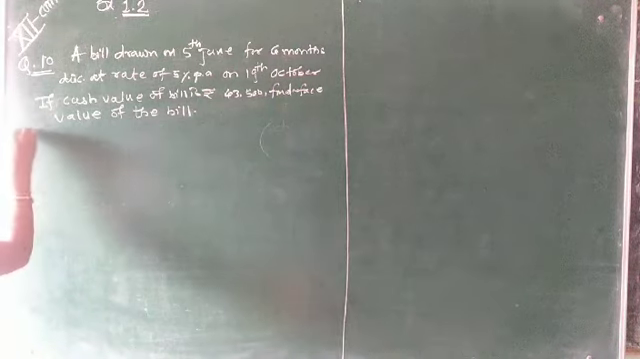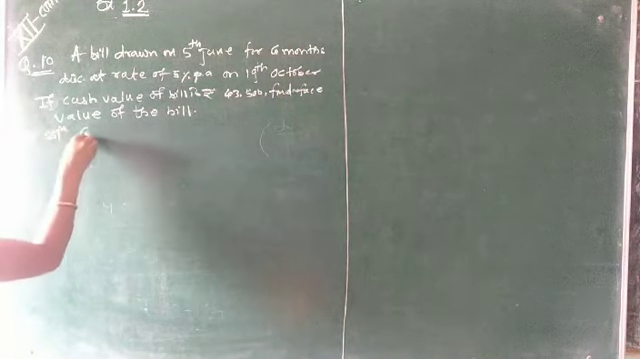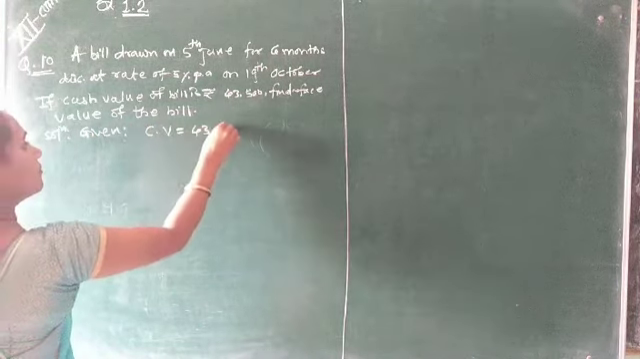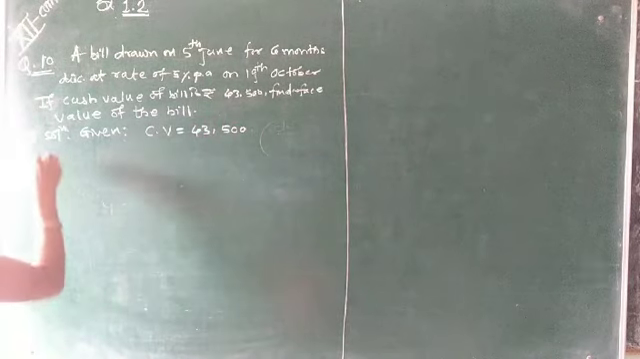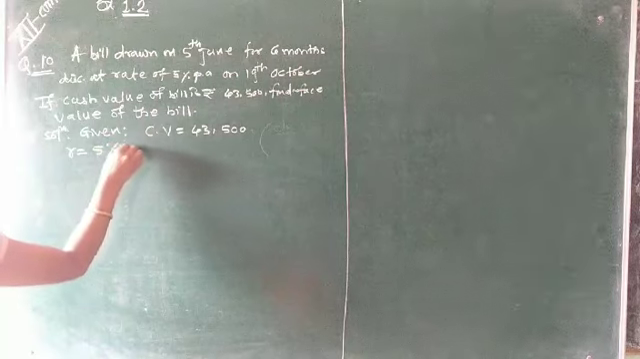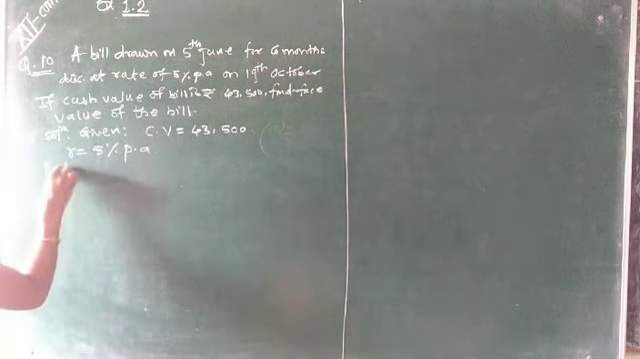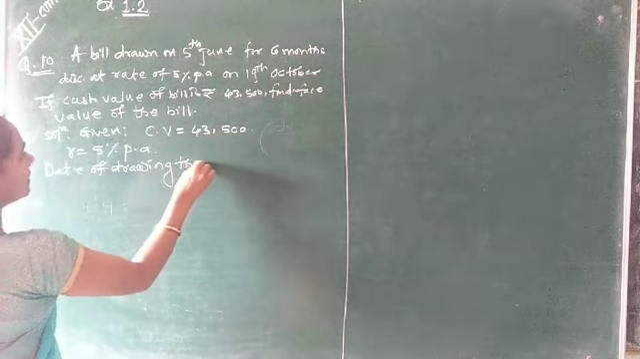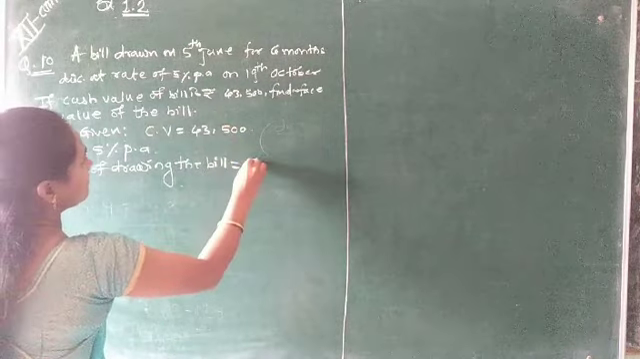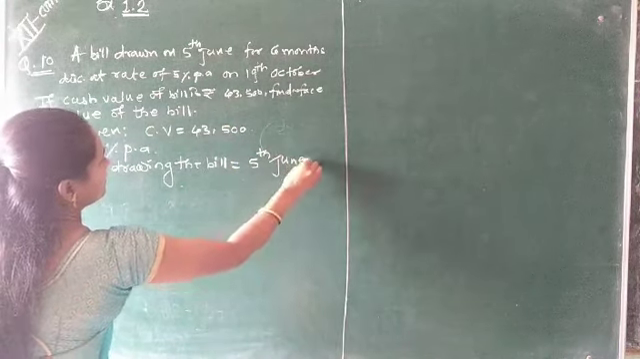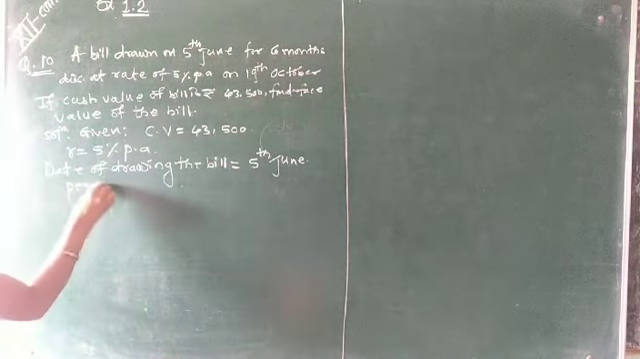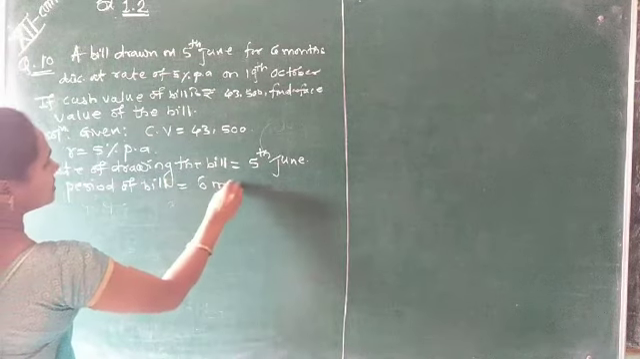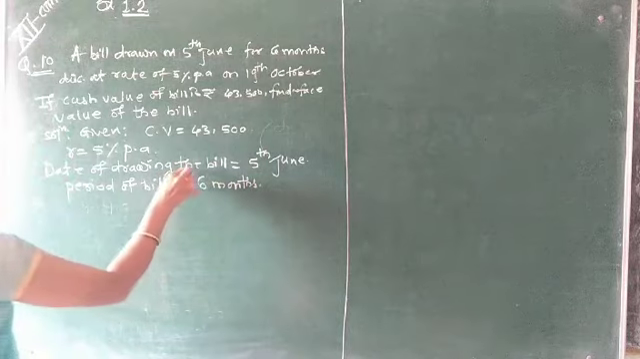First write the given. Solution: the cash value is given, CV is equal to 43500. The rate of interest is 5% per annum. Date of drawing the bill is 5th June. Period of the bill is equal to 6 months.